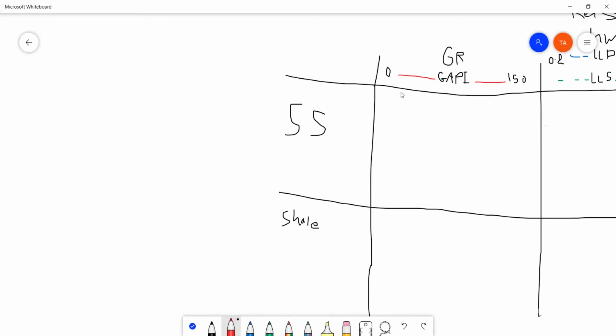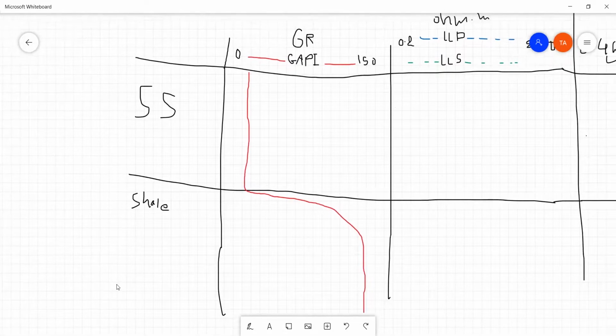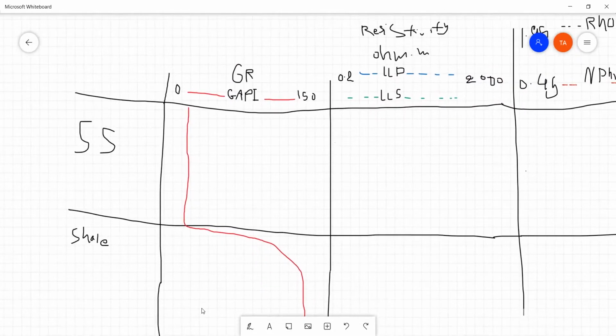When we have sand, it has low radioactive material in sandstone, so the response will be low, and then it will increase in shale because it has high radioactive material. So this is the response of gamma ray when we have sandstone and shale.